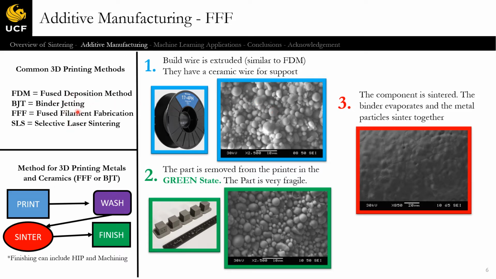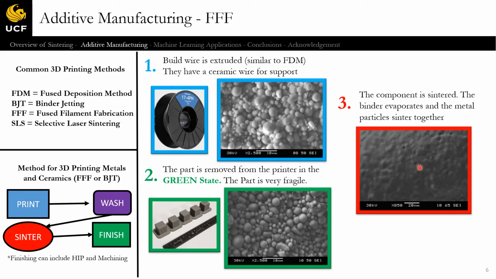There are other methods to printing metal and ceramic components. One is BJT and one is SLS. I'm sure there are more, but those seem to be the three main ones: BJT, FFF, and SLS. And for BJT and FFF, this is a pretty common cycle where we have a print, then we wash, then we sinter, and then you can finish it however. You can use HIPing, hot isostatic pressing, or machining.